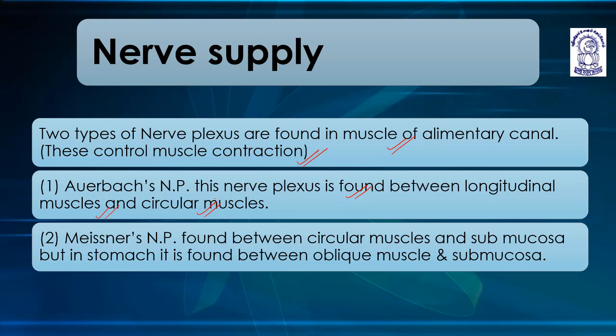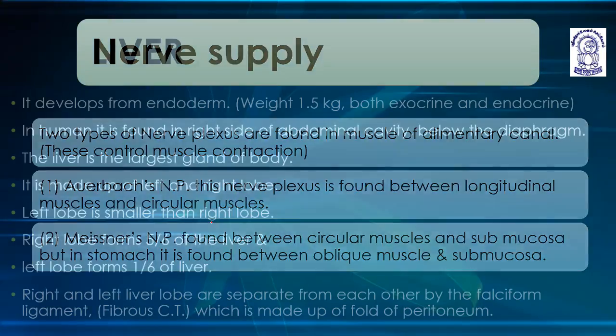So please remember, there are two types of nerve plexus found in muscles of the alimentary canal. First is Auerbach's nerve plexus, the second is Meissner's nerve plexus. Auerbach's plexus is present between the longitudinal muscular layer and the circular muscular layer. Meissner's plexus is present in the submucosa and the circular muscular layer, while in the stomach it is present between the oblique muscles and the submucosa.